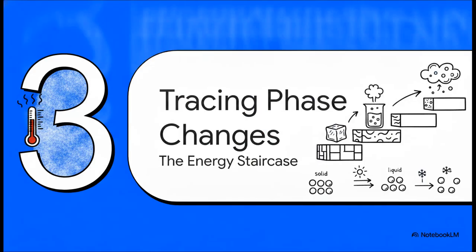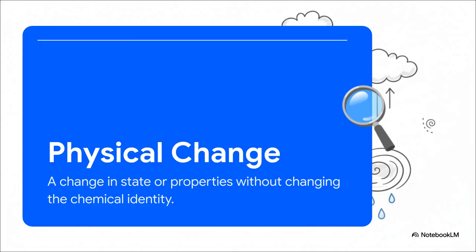Up next is Section 3, Tracing the phase changes. Let's walk the energy staircase. So we know how particles act in each state, but what happens when we crank up the heat or cool them way down? Well, we get a physical change. This is a change in the state or properties of matter without any change to its actual chemical identity. This part is vital. When solid ice melts into liquid water and then boils into gaseous steam, the molecules themselves are always H2O. The particles simply change how much energy they have and how they physically arrange themselves.